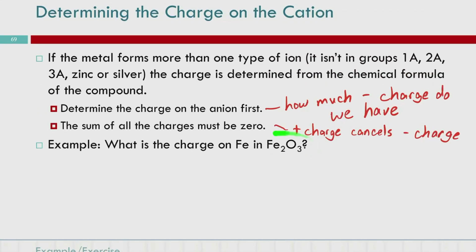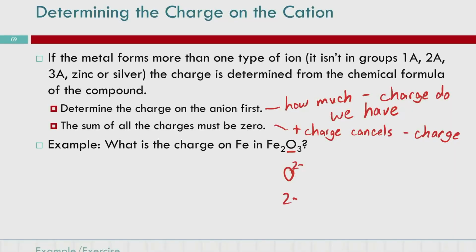So for example, in Fe2O3, Fe is one of our transition metals. It's iron. We don't know what the charge is going to be. It's got a couple of different options. It could be ferrous, it could be ferric, it could be some other 3rd, 4th, 5th, 6th thing. Oxygen, however, is in a main group, so it's always going to form the same charge. What charge does oxygen form as an ion? It's -2. It's going to be O2 minus.